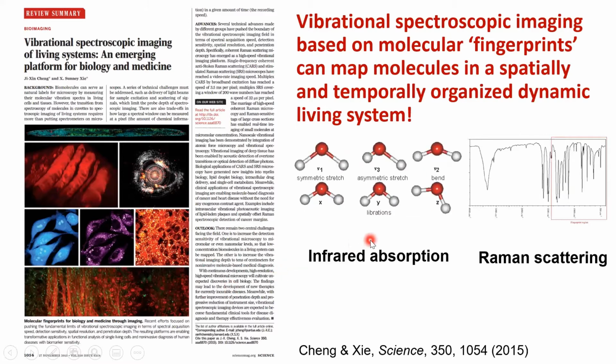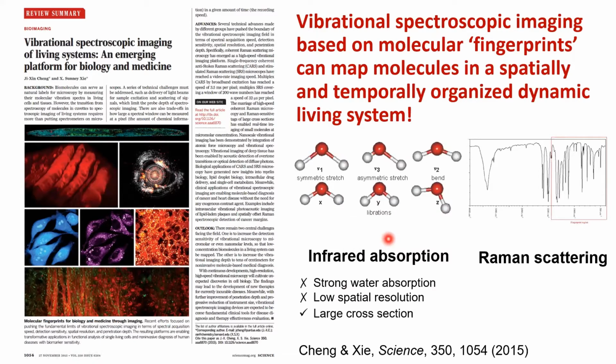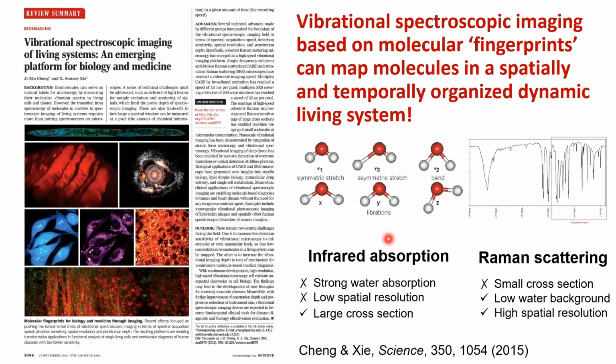Molecule vibration can be measured by infrared absorption or Raman scattering spectroscopy. These two linear spectroscopies have been widely used, but each of them has limitations. For example, we know that FTIR suffers from strong water absorption and low spatial resolution. Raman spectroscopy has very low cross-section, which makes the speed too slow for imaging purposes.